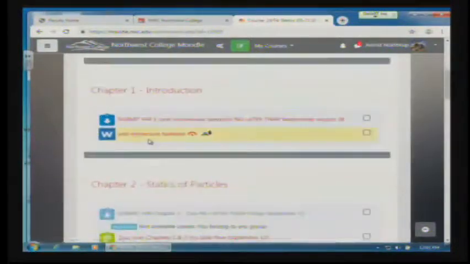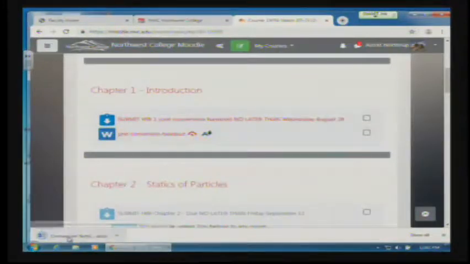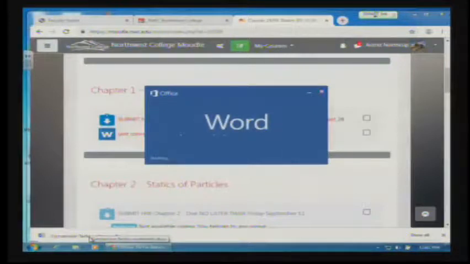But if you take a look on our Moodle page, what I would like to point out is that I've updated it a little bit. The first homework assignment, which is a handout on unit conversions, will be due no later than Wednesday, August 28th. So that is actually next Wednesday. The unit conversion handout is right here. We'll be talking about this a little bit later in the lecture, and we will work a couple of problems to get you started.